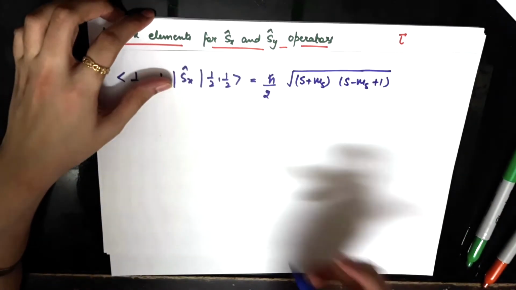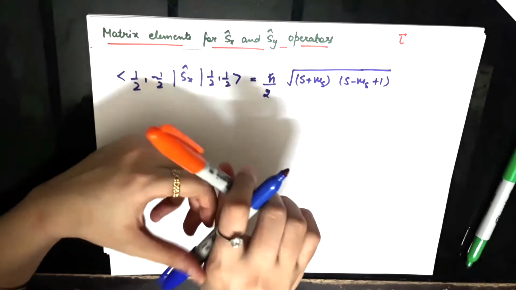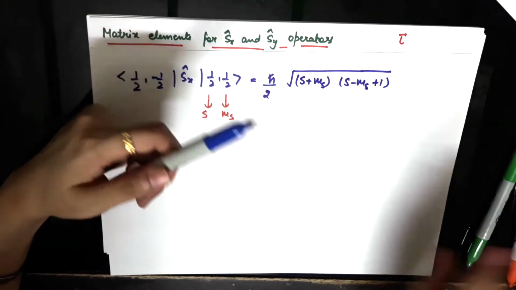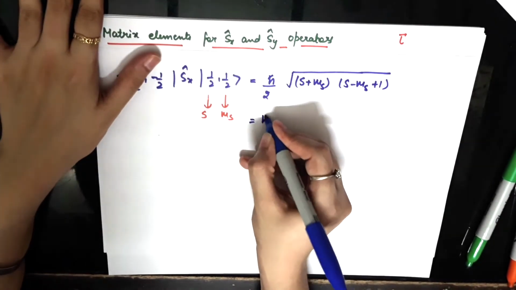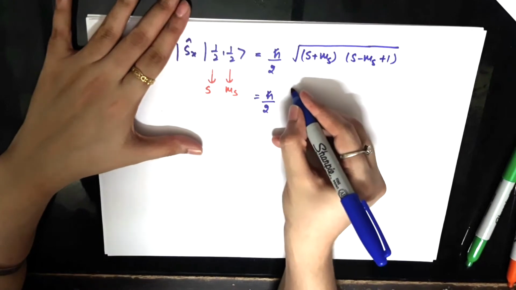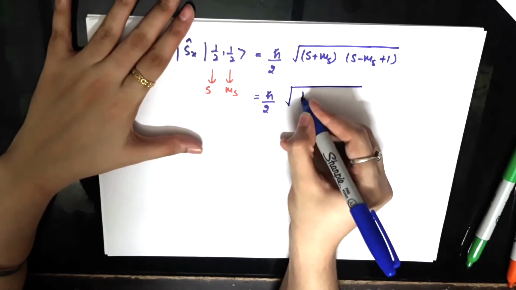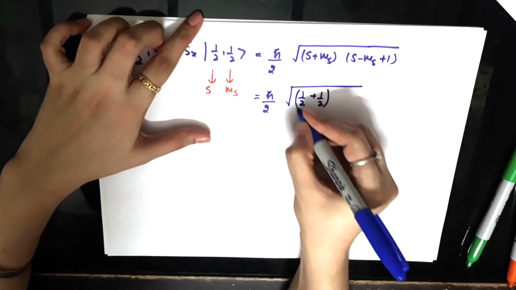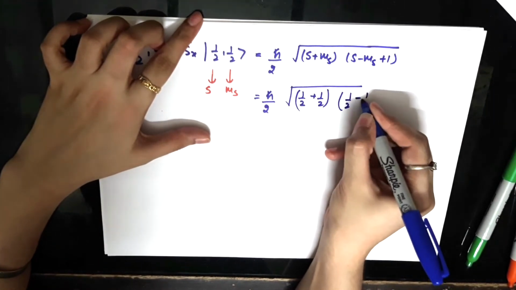Now for my case, this is the S, and this is the MS. So now I can put in these values and figure out what the desired matrix element would be. S for my case is plus half, so I substitute it here. MS is also plus half, and I again substitute these values here.